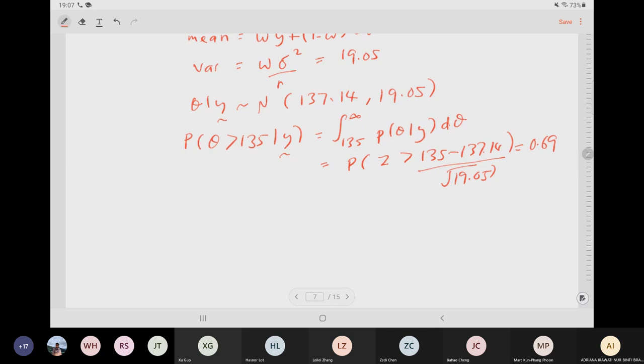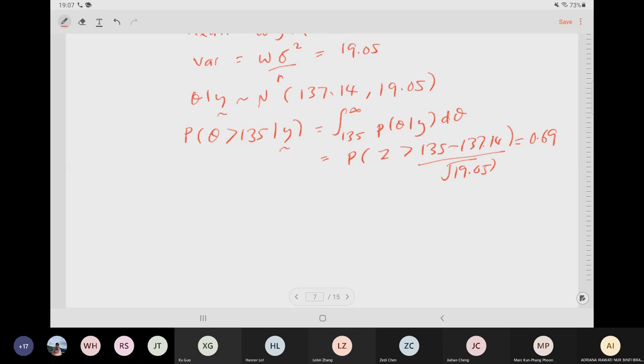One thing here is, I don't expect you to find this by hand. You can use R to get this. We're going to have an R class next week, so I can show you how to get your answer using R. A lot of distributions, for example gamma and beta, you cannot calculate by hand to get the probability. In this case it's normal, so you can get it, but you don't need to.